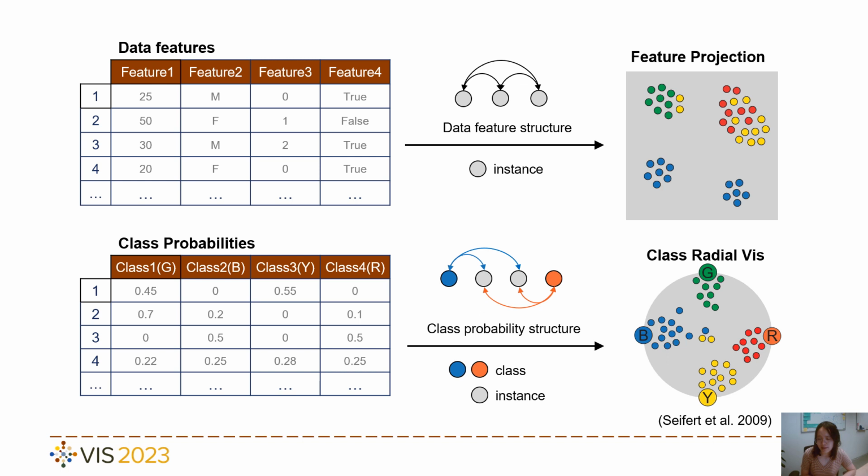An exemplary method for visualizing this structure is class radial visualization. This approach evenly distributes iconic representations of classes around a circle, which we will refer to as class landmarks moving forward. Instances with higher probabilities are positioned closer to their corresponding class landmark.